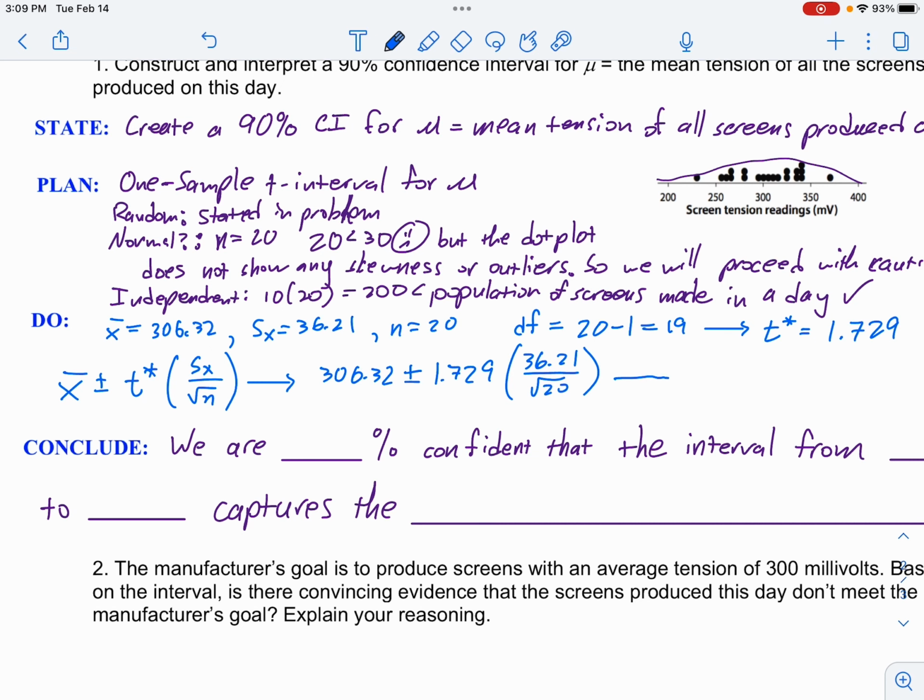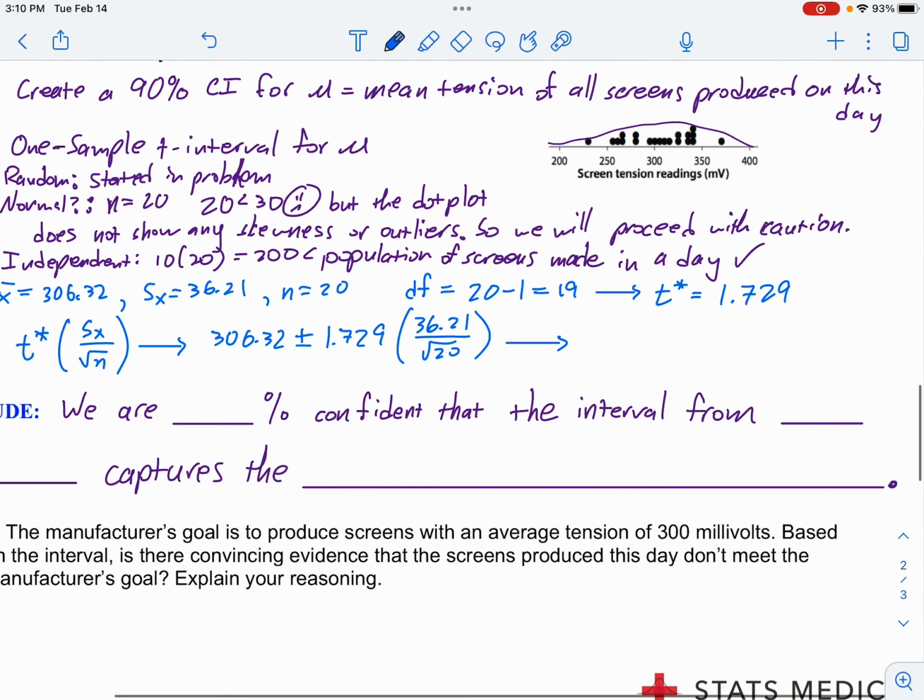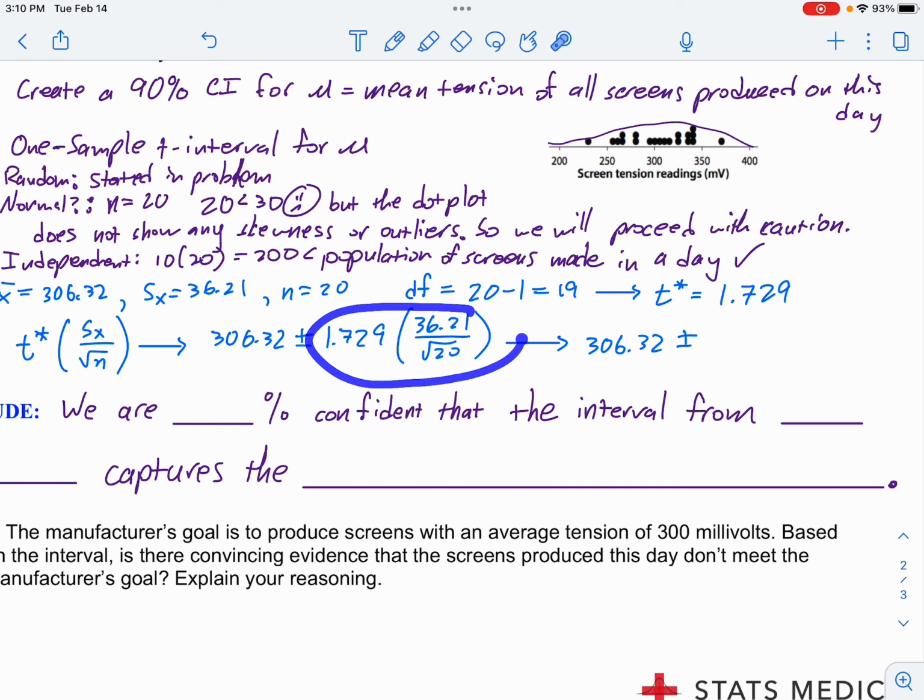If I take that a little bit further, 306 is my point estimate. That's the middle. Plus or minus, what is this? Type it in your calculator slowly, see what you get, but you will end up with 14. Comes out to be pretty much 14 spot on. Now remember, what is this? This pink is the margin of error. Okay, MOE.